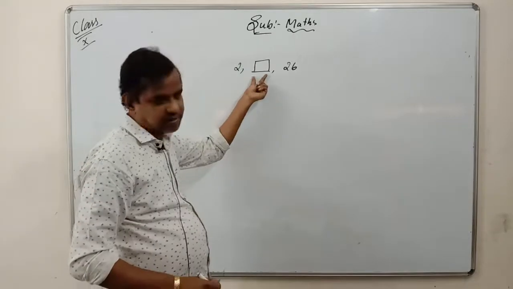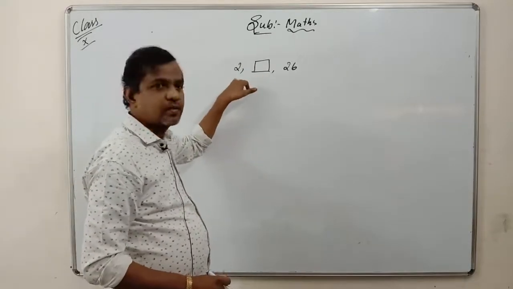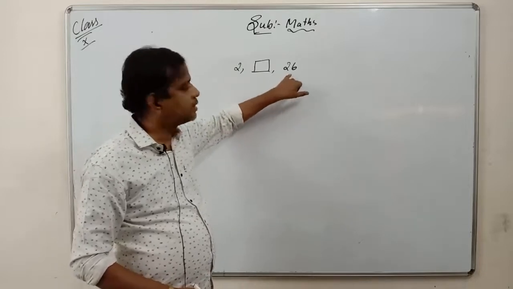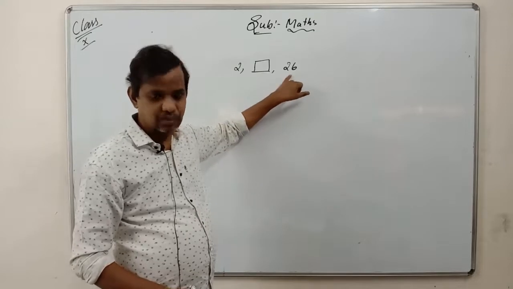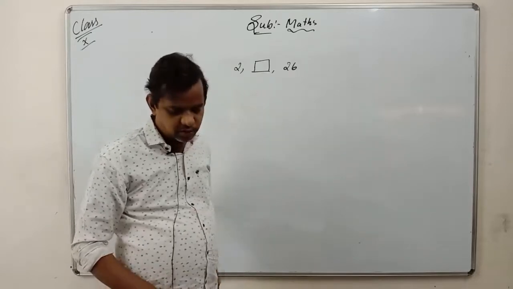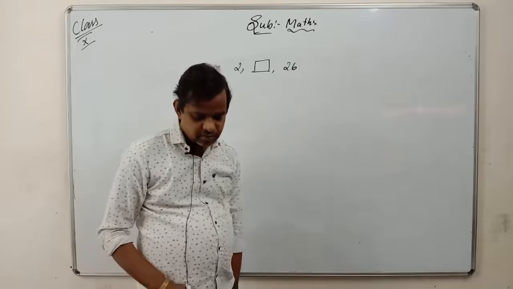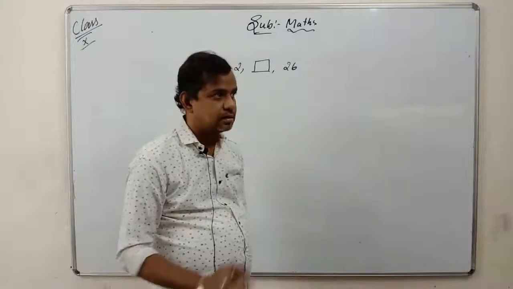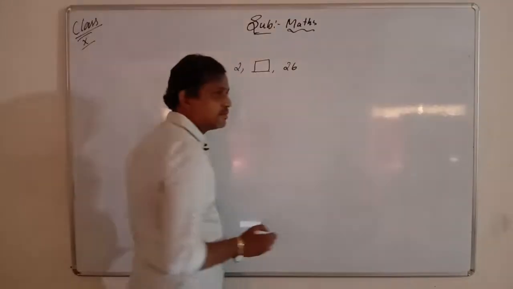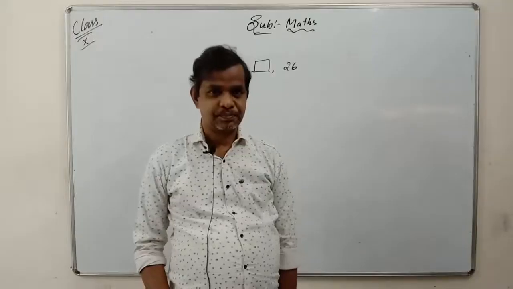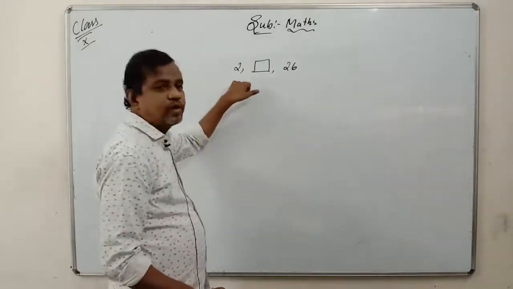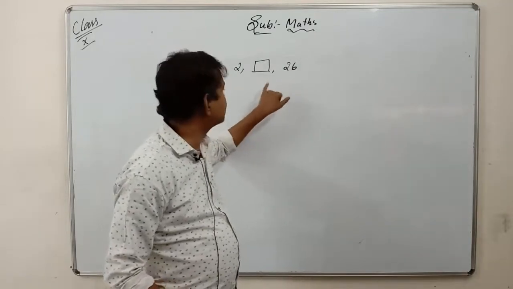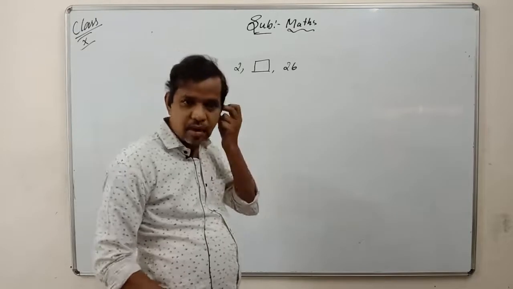So what is the second term here? This is the first term T1, second term T2, and third term T3, that is equal to 26 here. So how to find this one? It is very simple. Let us take the same. He has given 2 here, we have one box here, and we have 26 here. So we have to find the value which is in the box.